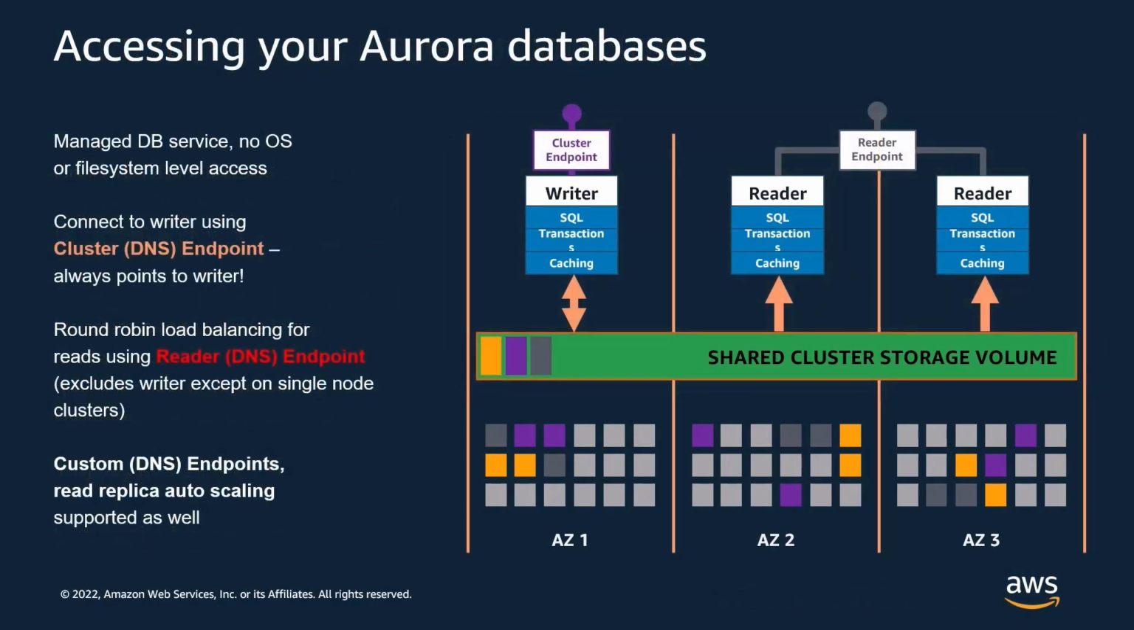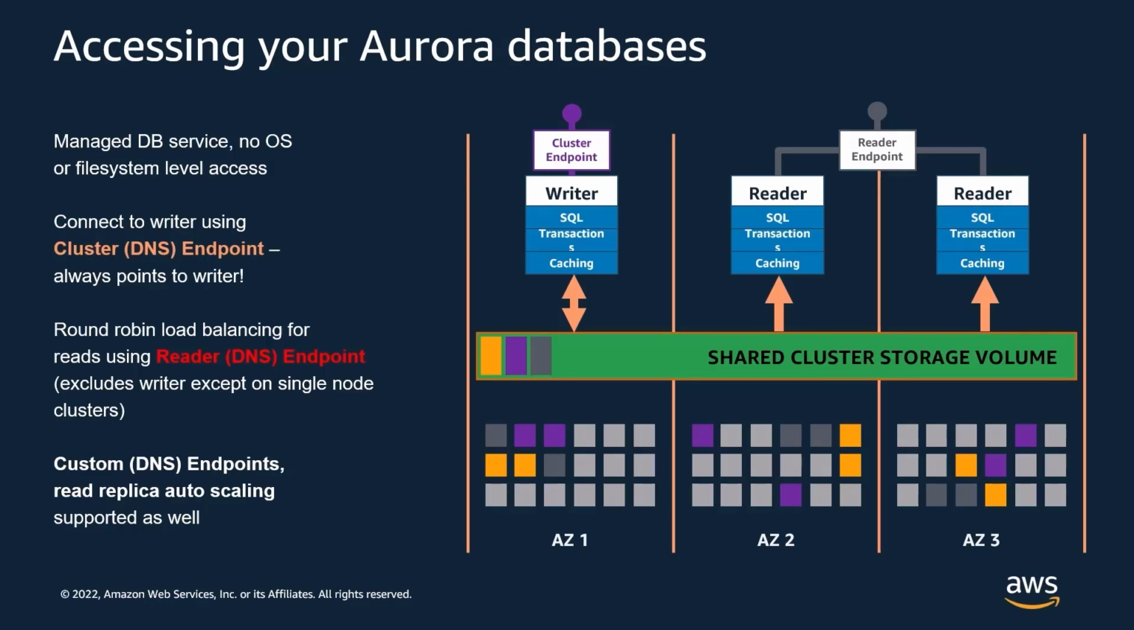So if you're wondering, how do my applications access an Aurora cluster? The answer is via the reader and the writer endpoints. When you create an Aurora cluster, you get a cluster endpoint, which always points to the writer node. This cluster endpoint is sometimes also referred to as a writer endpoint. This is helpful when creating applications which don't have to know the underlying cluster topology and will continue to point to the correct writer node even if there is a failover.